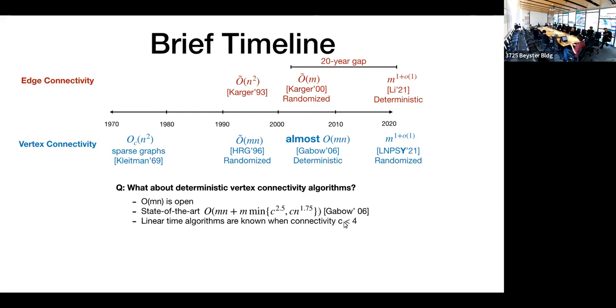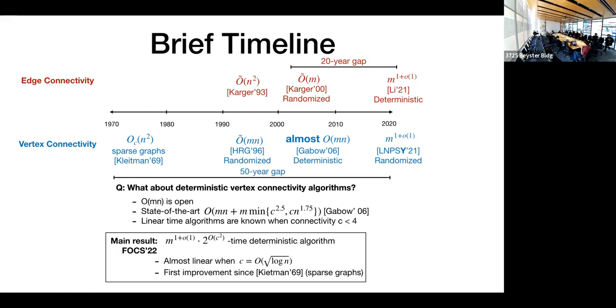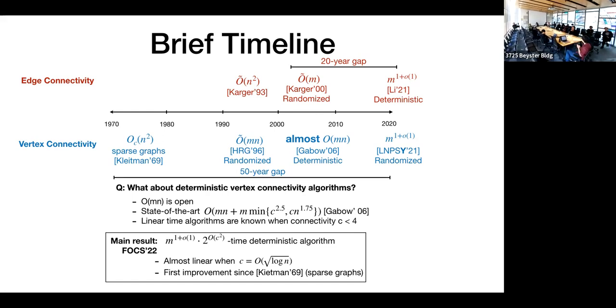Linear time algorithms are known for very small fixed connectivity, up to 3, by BFS-kind of algorithms. The result that we have here today is a deterministic algorithm with a runtime of this form. It's almost linear and has dependence 2 to the c squared. In particular, it's almost linear whenever c is constant. For any constant c, it is almost linear. This is also the first improvement since 1969, even on sparse graphs and special cases.